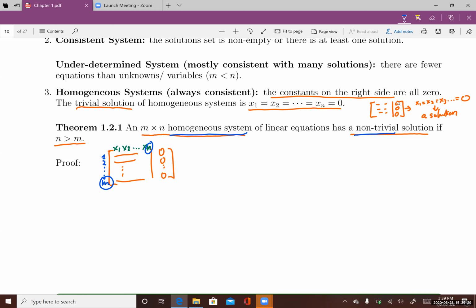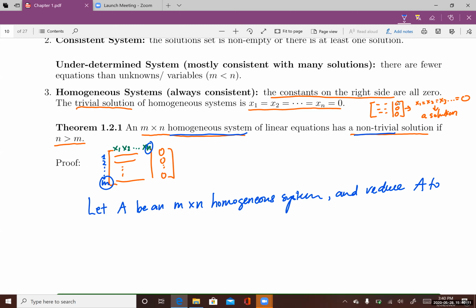How can we show that? So we start with A. Let A be an m by n homogeneous system. Okay, so this is the condition: m by n and a homogeneous system. Then we reduce A to reduced row echelon form.